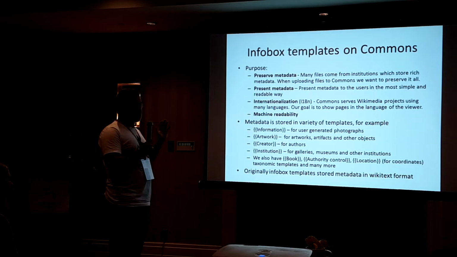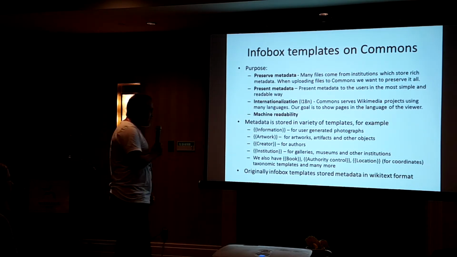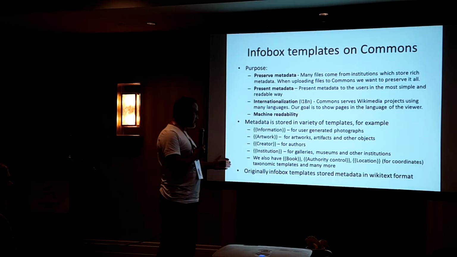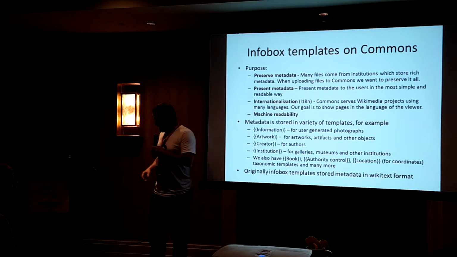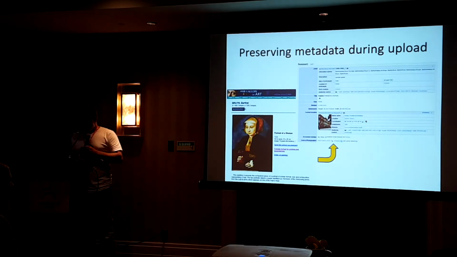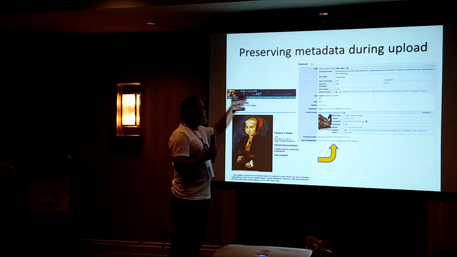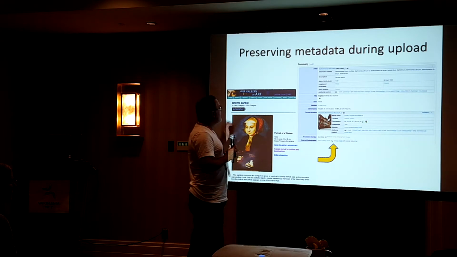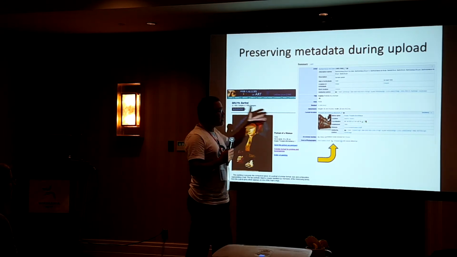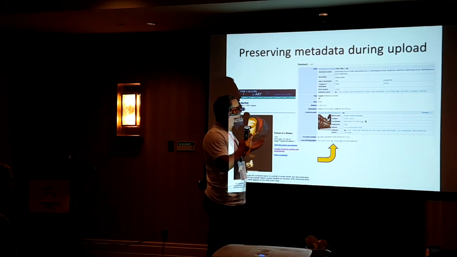People were curating and handcrafting those templates for the last 15 years, and there's just a lot of metadata stored in the text format right now. So here are some examples. This is a page from Web Gallery of Art, and it has some information about the painting. When we move it to Commons, we try to preserve as much information as possible.